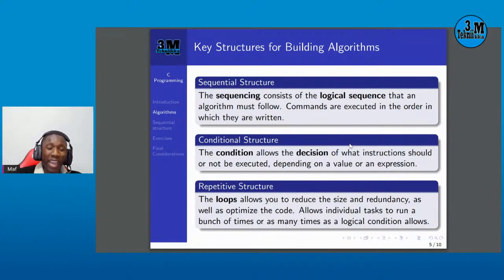There are three key structures to build algorithms. Today we're going to be talking about one of them, which is the sequential structure. The sequential structure, sequencing, is all about thinking the logical way to solve a problem. You put the steps one after the other, and the order matters. The first step will be executed first, the second secondly, and so on. This is a sequence. All algorithms should follow a logical sequence.